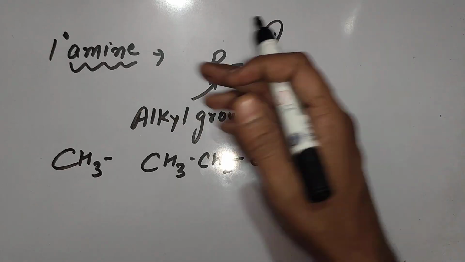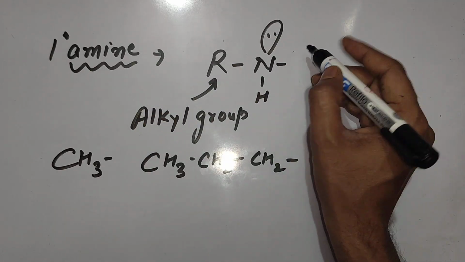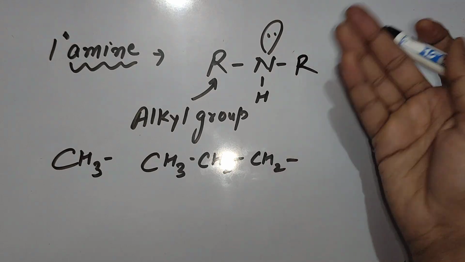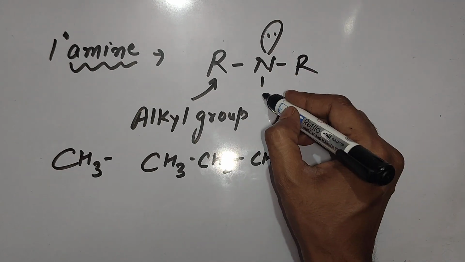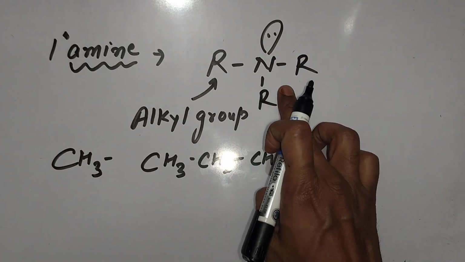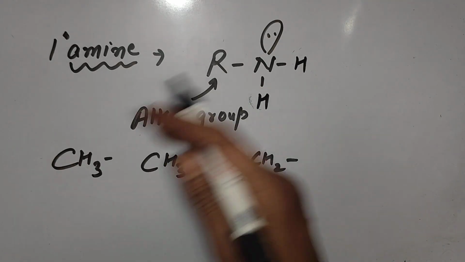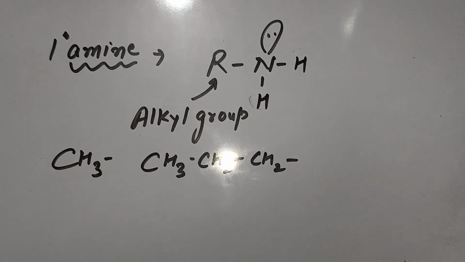Okay, so if you want to convert 1 degree into 2 degree, you just need to replace hydrogen by another R. It will become 2 degree amine. And if the third H is also replaced by R, it will become 3 degree amine. But for this reaction, I need only 1 degree, so I will keep it there. This is 1 degree amine. Now let's understand how 1 degree amine and nitrous acid will create alcohol.